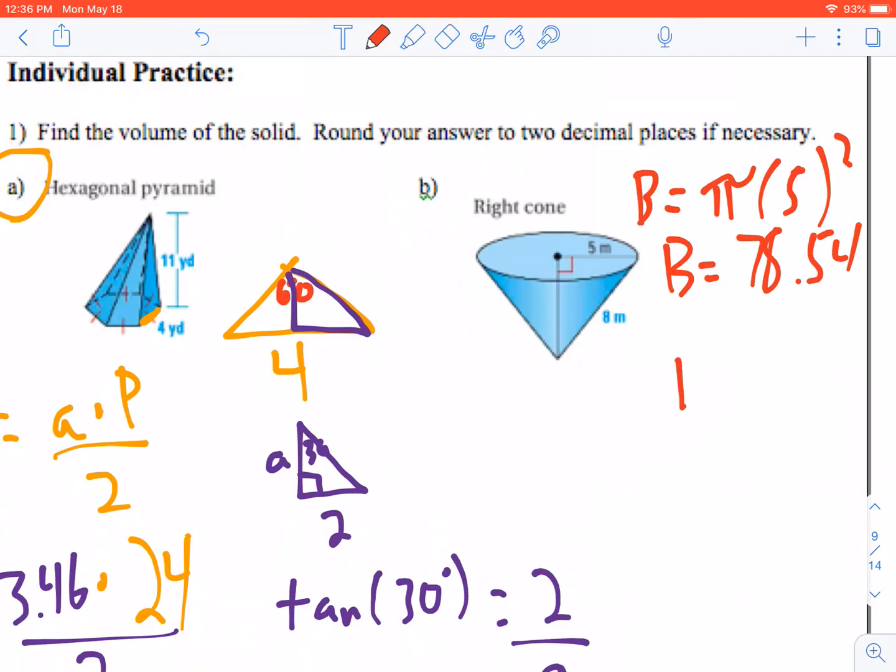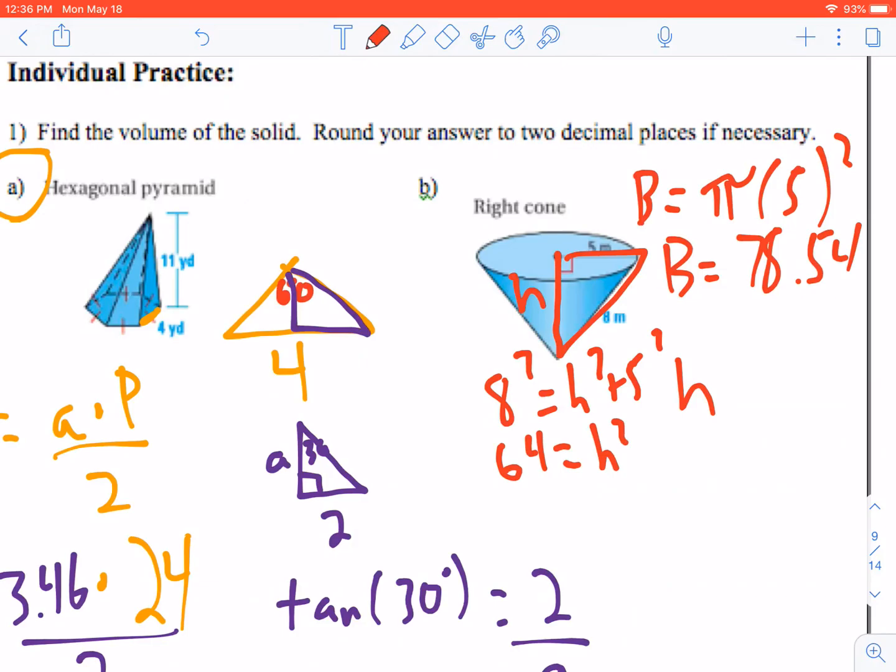Now, our height we need. This is where we got to use this right triangle that's right here. There's our height. So it is 8 squared equals h squared plus 5 squared. So we have 64 equals h squared plus 25. 64 minus 25, 39 equals h squared. So when we take the square root of 39, we have 6.24.